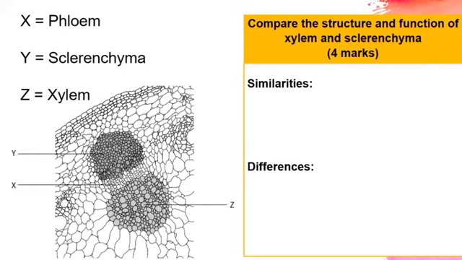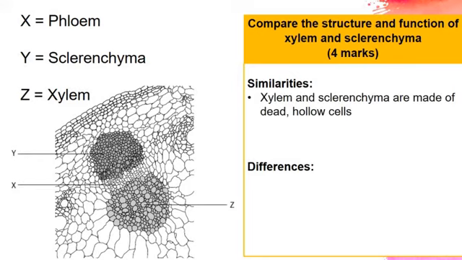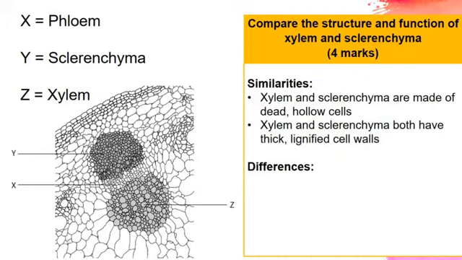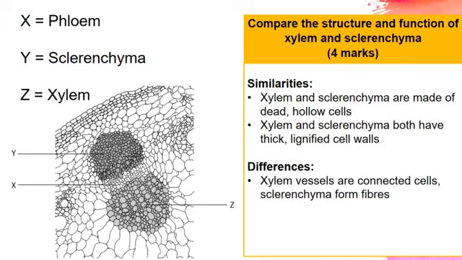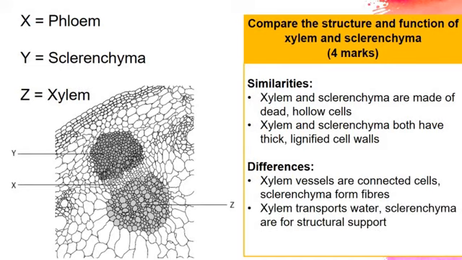So let's see what you've written for the structure and function, writing your comparisons. Our similarities are that xylem and sclerenchyma are both made of dead hollow cells, and that they both have thickened lignified cell walls. Our differences are that xylem vessels are connected and can transport water between neighbouring xylem vessels. Sclerenchyma are separate and they form fibres running through the whole plant. Another difference is with their function. Xylem vessels transport water, whereas sclerenchyma are for structural support.